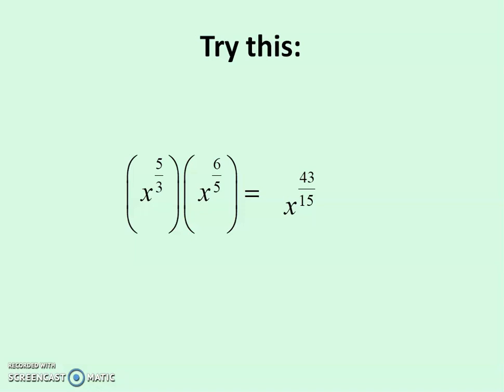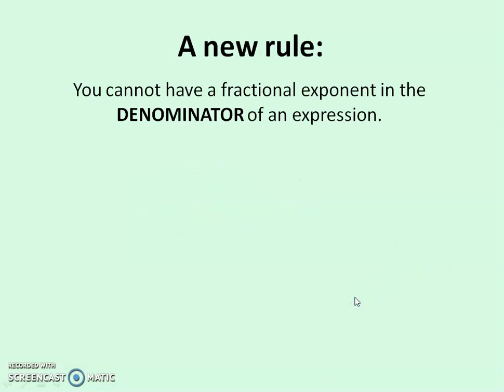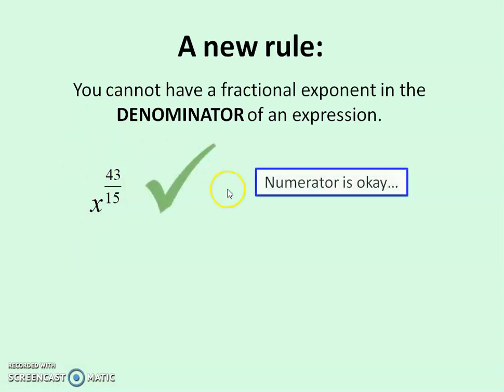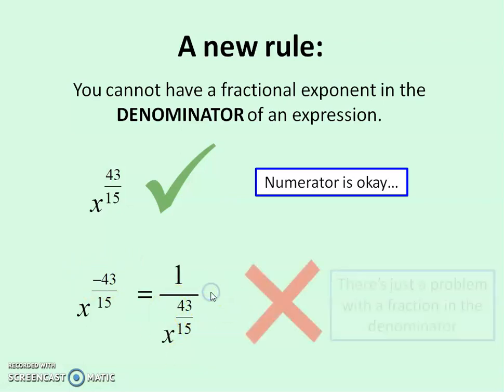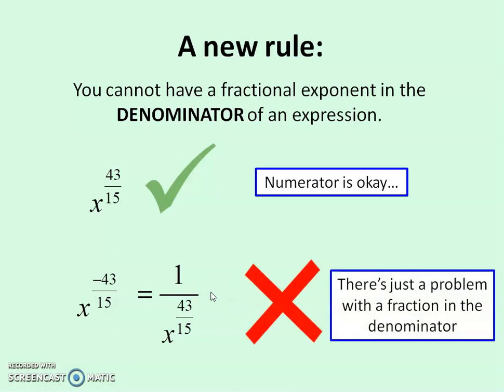Okay, the one thing that is new is that the same way that you can't have a negative exponent in your final answer, for fractions, you can't have a fractional exponent in the denominator of an expression. So as a final answer, this is fine because that's in the numerator. This negative means that I have to move to the denominator. This is not okay. I can't have a fraction in the denominator of a final answer.